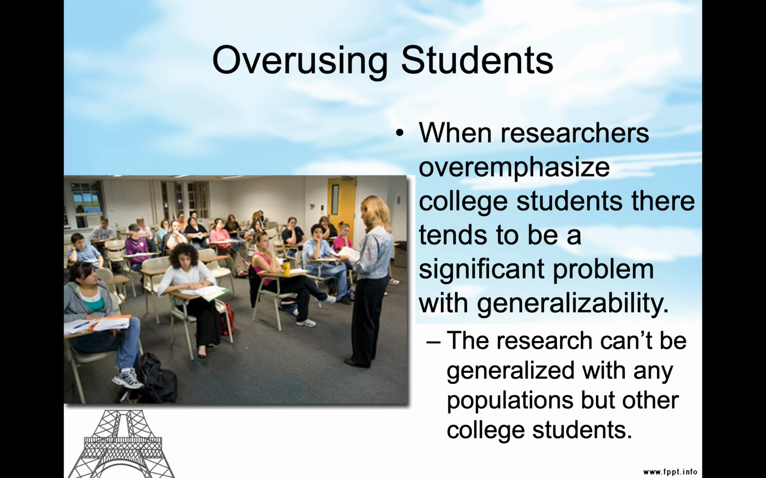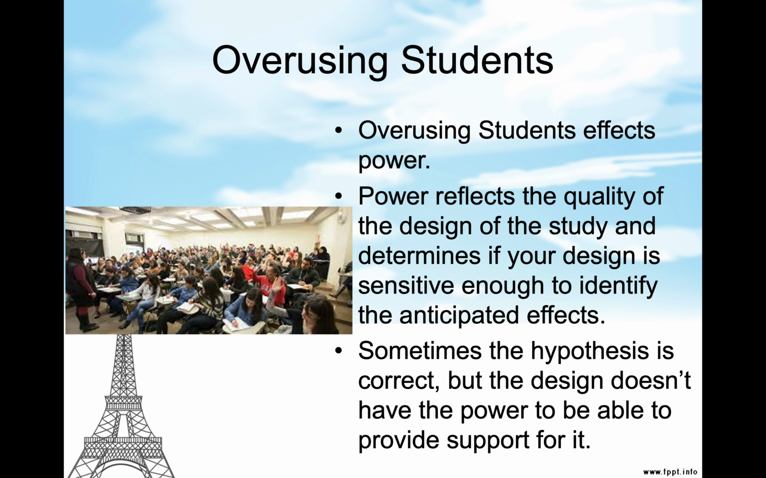When researchers overemphasize college students, there tends to be a significant problem with generalizability. The research can be generalized to no populations but other college students. Overusing students affects power. Power reflects the quality of the design of the study and determines if your design is sensitive enough to identify the anticipated effects. Sometimes the hypothesis is correct, but the design doesn't have the power to provide support for it. So a lot of researchers are working at colleges, and it's a ready population, so they do all the research with college students.